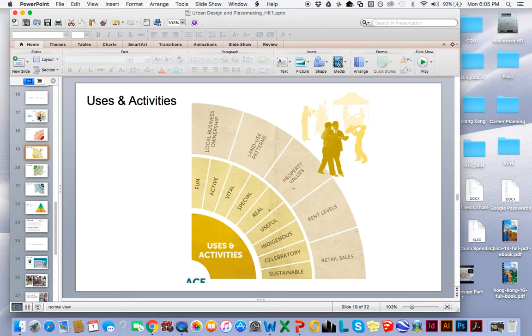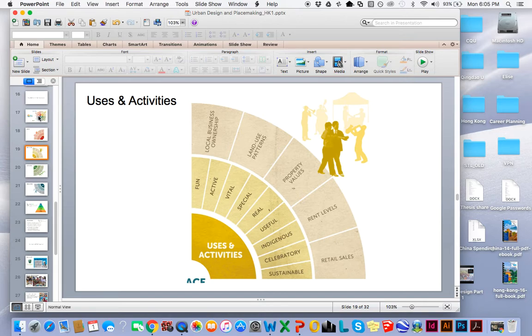Uses and activities. Again, this outer ring is more of data and measurement collection. So you can look at the number of local businesses that operate their own businesses in the area. Land use patterns. Is this a homogeneous area where it's only homeownership and residential homes? Or is it only full of shopping malls? Or is there a variety of land uses in that area?